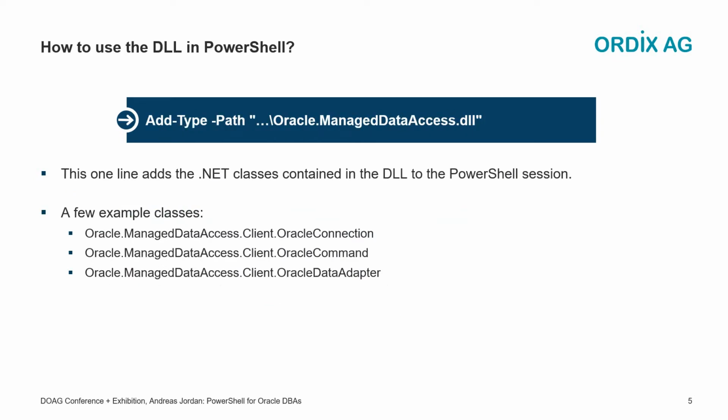Next question, how do we use this in PowerShell? That's just one line. PowerShell has the command Add-Type with the parameter -Path, and you provide the full path to the DLL, run the command, and here we go. PowerShell reads this file, and you can use all the classes inside, like OracleConnection, OracleCommand, and OracleDataAdapter.